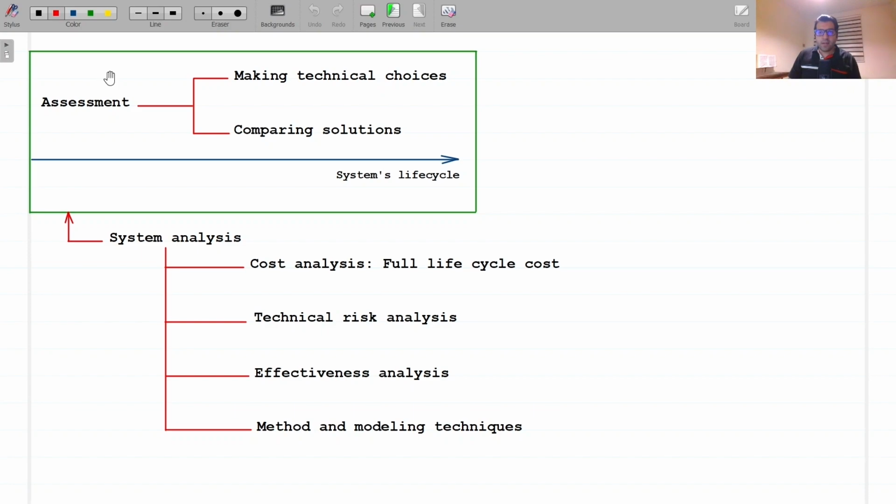During a system's lifecycle, assessments should be performed when technical choices have to be made or justified, and not just to compare different solutions. System analysis provides a rigorous approach to technical decision making. It is used to perform evaluations, including a set of analyses such as cost analysis, technical risk analysis, effectiveness analysis, and analysis of other properties. A cost analysis considers the full life cycle cost, or LCC.